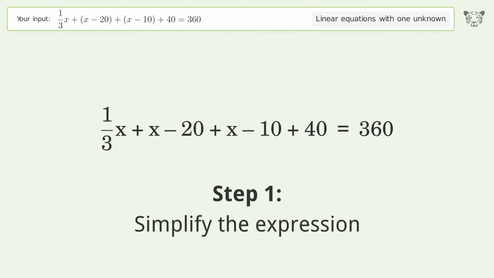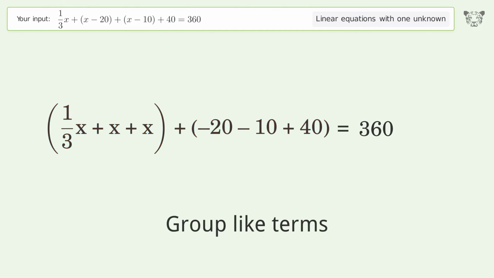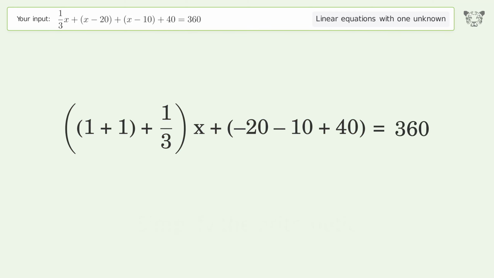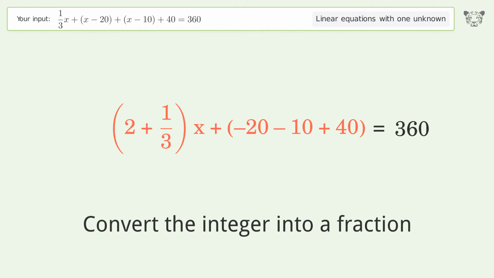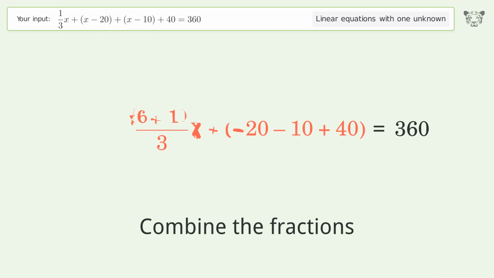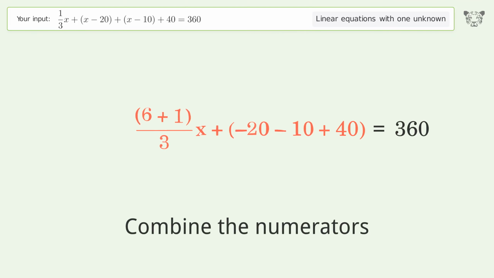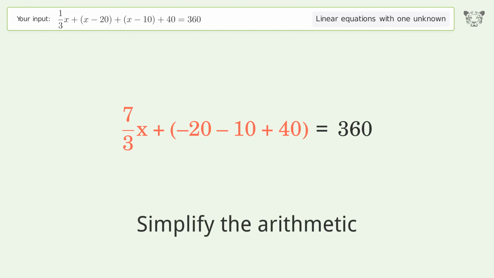Simplify the expression. Group like terms. Simplify the arithmetic. Convert the integer into a fraction. Combine the fractions. Combine the numerators. Simplify the arithmetic.